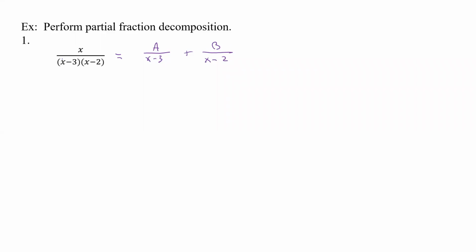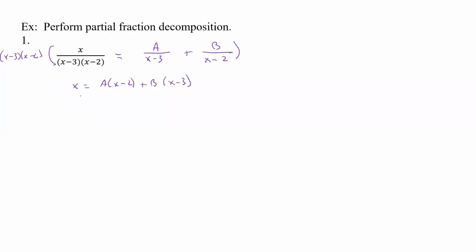Now the next step is to multiply the whole thing by the LCD, which is just x minus 3 times x minus 2. When we multiply this times this, you just get the numerator. When you multiply this times this, the x minus 3's cancel, so you have A times x minus 2. And here, the x minus 2's cancel, so we'll have B times x minus 3.